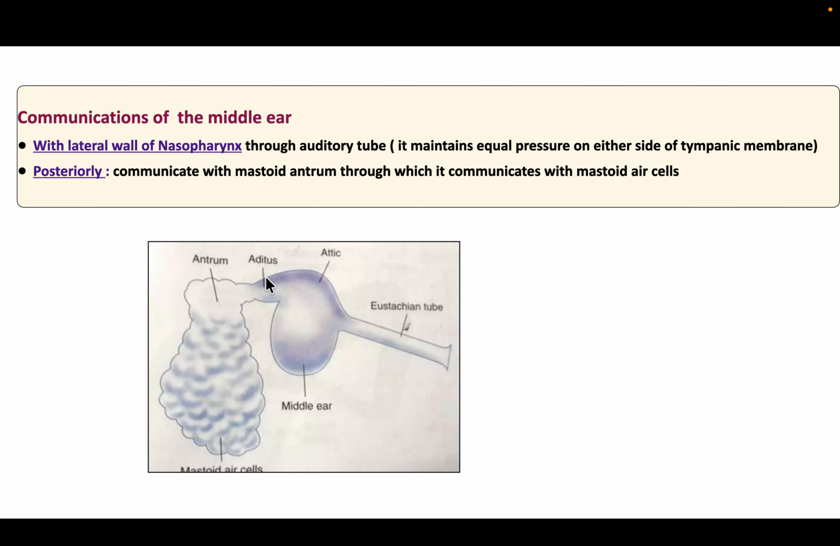Now the middle ear communicates with the lateral wall of the nasopharynx through the auditory tube. It maintains equal pressure on either side of the tympanic membrane. Posteriorly it communicates with the mastoid antrum through the aditus, and through it with the mastoid air cells. So the structure is somewhat like a gun, you can see. This shows the communication with the eustachian tube on the lateral wall of the nasopharynx and posteriorly with the mastoid air cells.